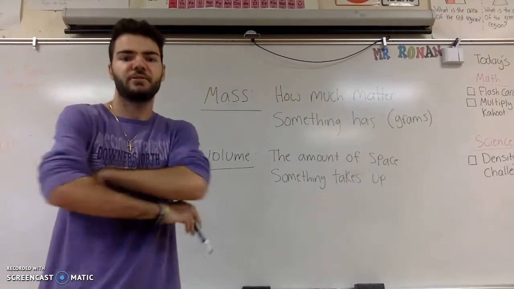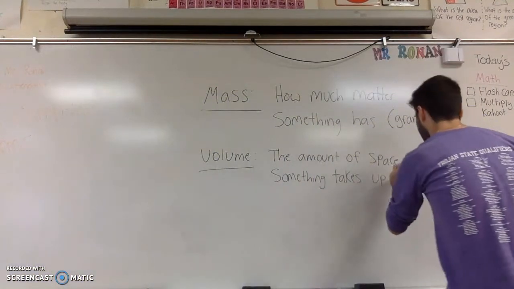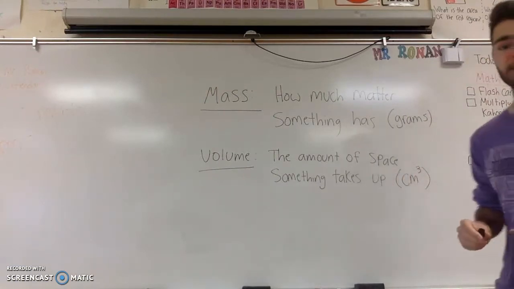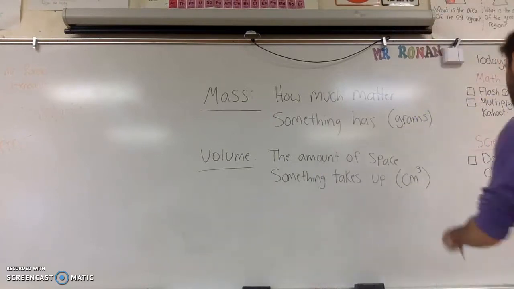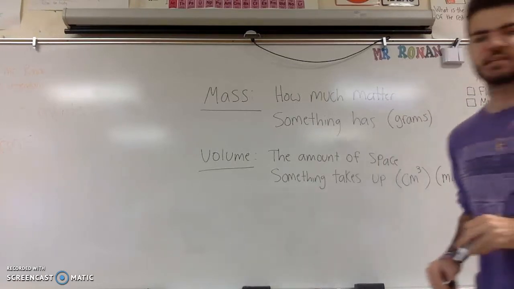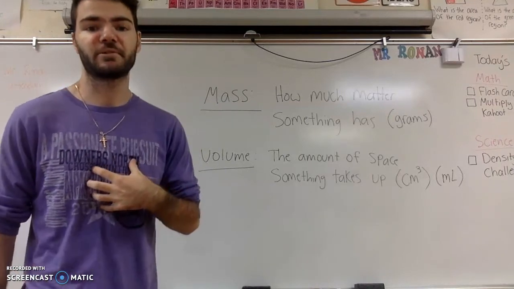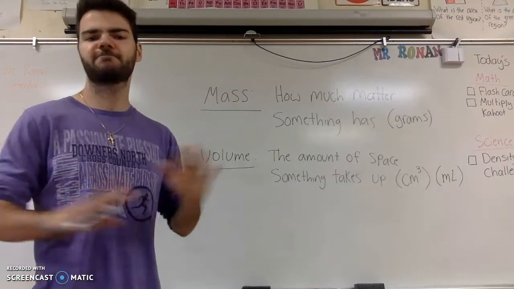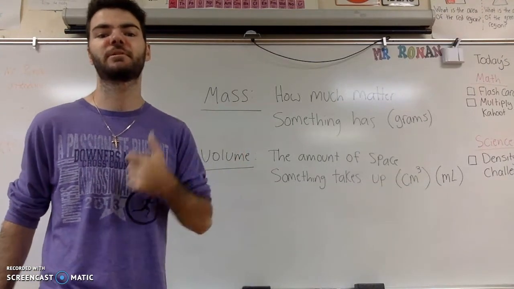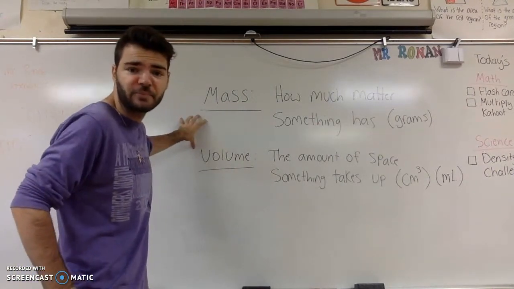Okay, so the units we're going to be using for volume is going to be centimeters cubed. Okay, centimeters cubed. We'll also maybe use milliliters. Okay, milliliters is the same thing as centimeters cubed. Same exact thing. So every once in a while you hear me say centimeters cubed. Sometimes you hear me say milliliters. Just know they're identical. Okay, they have the same value. 1 centimeter cubed is the same as 1 milliliter. Same thing.